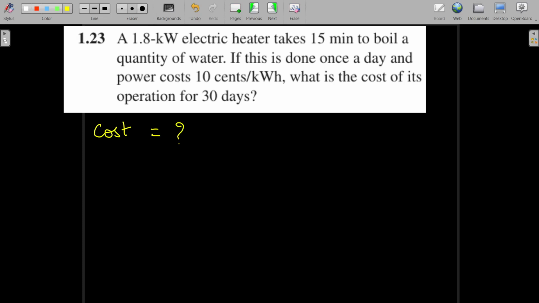The question is, what is the cost? And what are all the data given here? A 1.8 kilowatt electric heater takes 15 minutes to boil water. From the unit you can understand what is being given. Kilowatt is nothing but power, so P is equal to 1.8 kilowatts. And the time it is taking is 15 minutes.